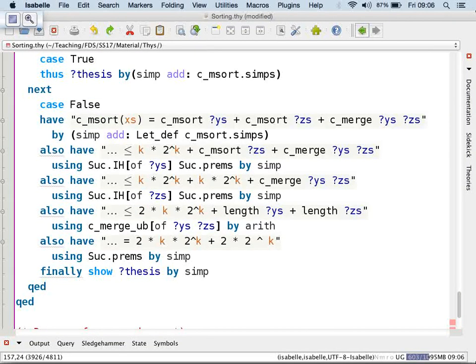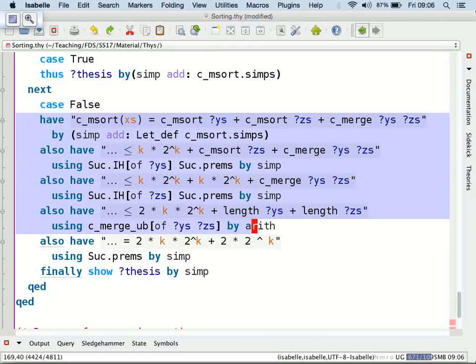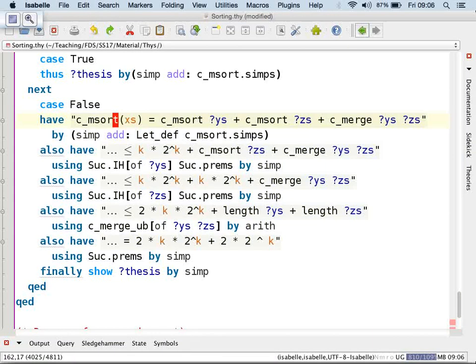And then we have this, in the end, it's just this set of inequations. And so you start out, how many comparisons does merge sort take? Well, then you just unfold the definition of the comparison function, and it tells you that's the number of comparisons of merge sort of the two sublists.